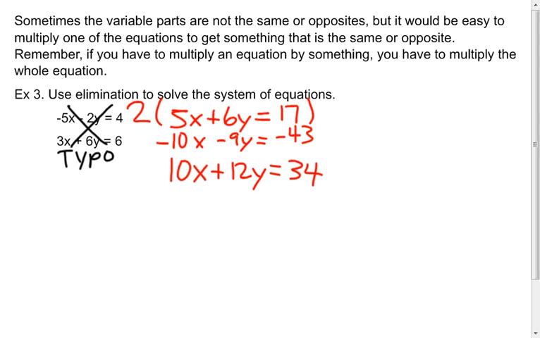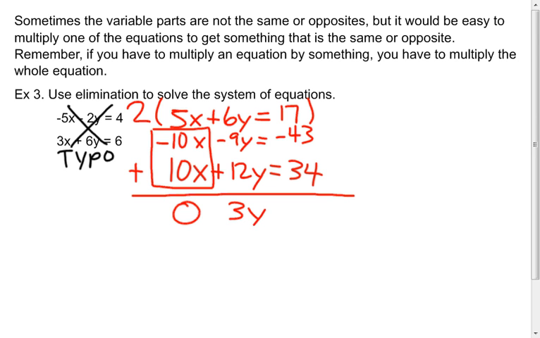Now, look at these two. These are opposites. What do I do if I have opposites? I add. When I add opposites, they cancel. So that turns into 0. Negative 9 plus 12 is positive 3. Negative 43 plus 34 is negative 9. My x's went away, they were eliminated. Solve for y. Divide both sides by 3. y equals negative 3.